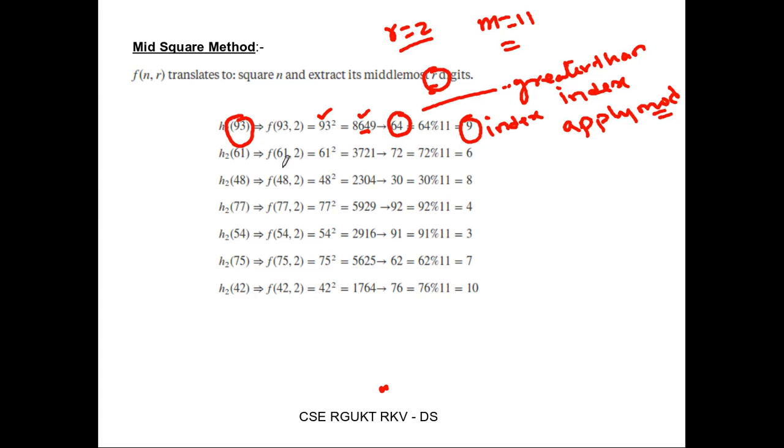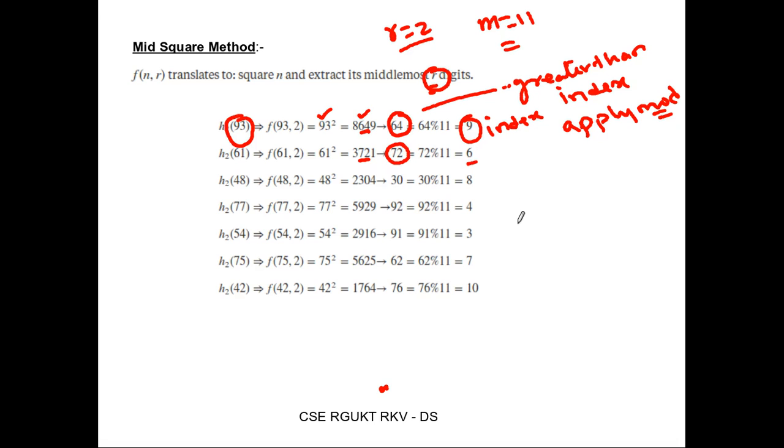That is the process. Let's take another example, you have an element called 61. You apply 61 squared, you get 3721, you take the middlemost two digits and you get the value 72, which is greater than 11. You apply 72 mod 11, which is 6. At index 6 element 61 gets stored.